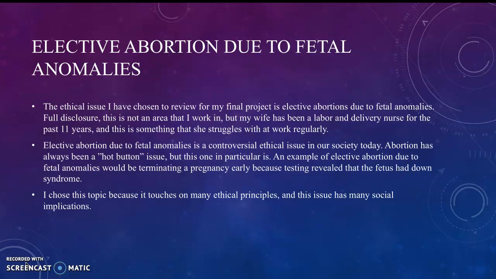Elective abortion due to fetal anomalies is a controversial ethical issue in our society today. Abortion has always been a hot button issue, but this one in particular is. An example of elective abortion due to fetal anomalies would be terminating a pregnancy early because testing revealed that the fetus had Down syndrome. I chose this topic because it touches on many ethical principles, and this issue has many social implications.